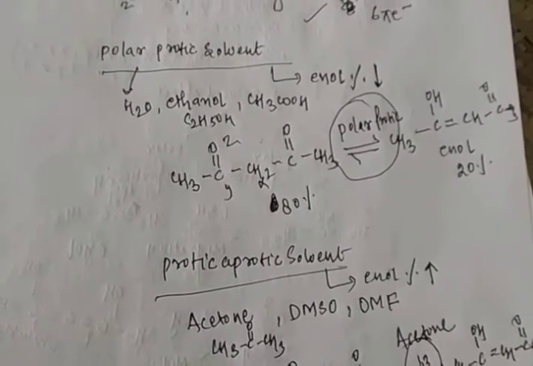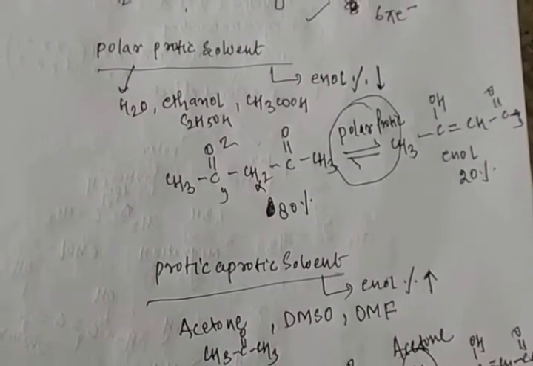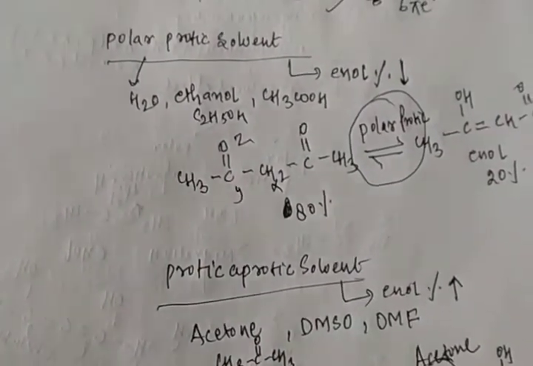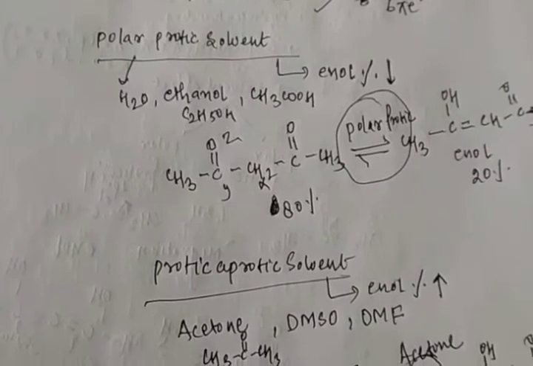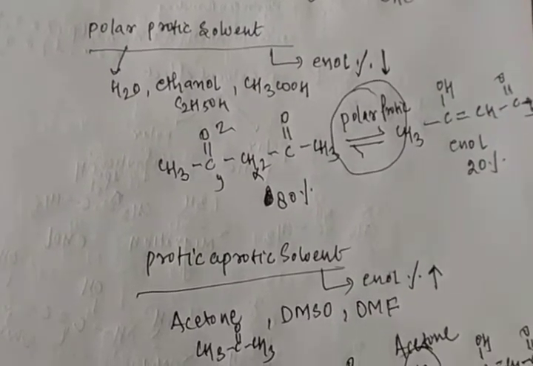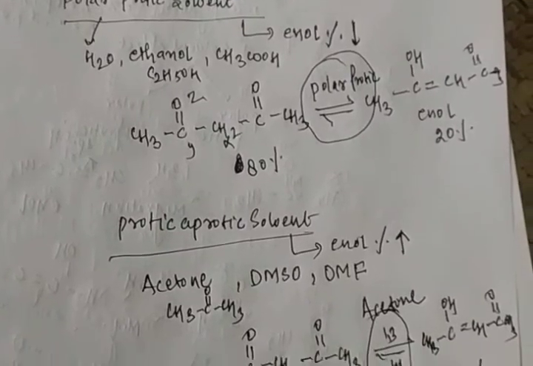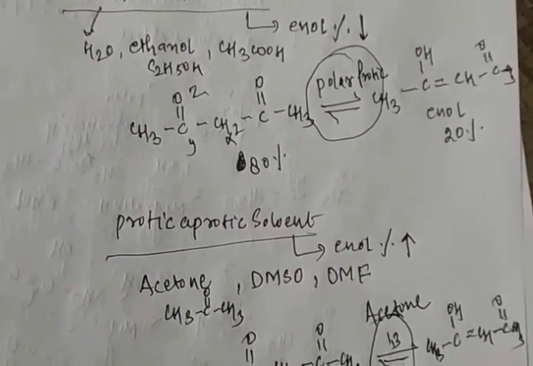Now after this video, the next topic is stereoisomerism. There are two types of isomerism. The first one is what? Geometrical, and the second one is what? Optical isomerism. Okay, students, this is a full explanation of tautomerism.